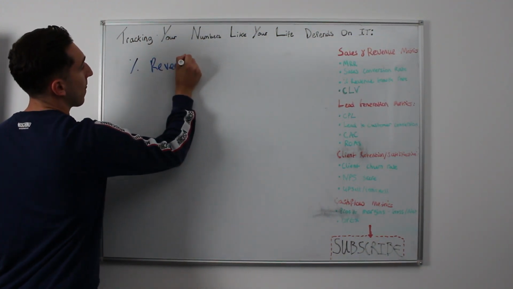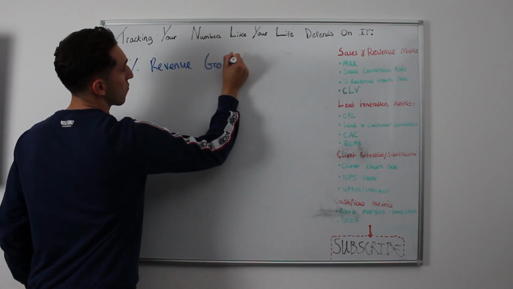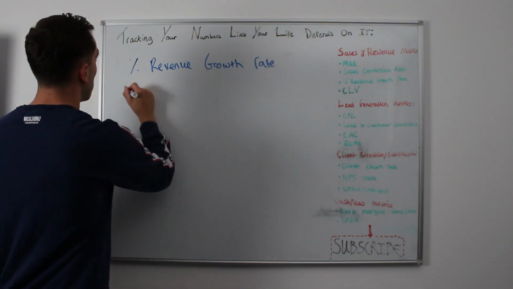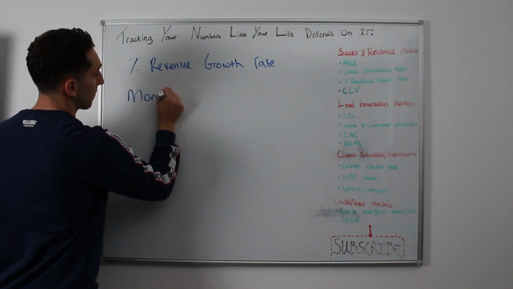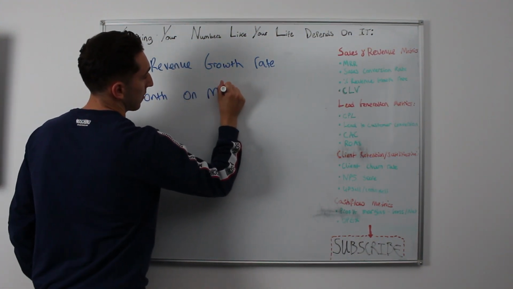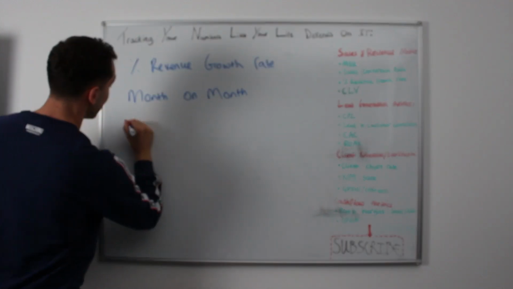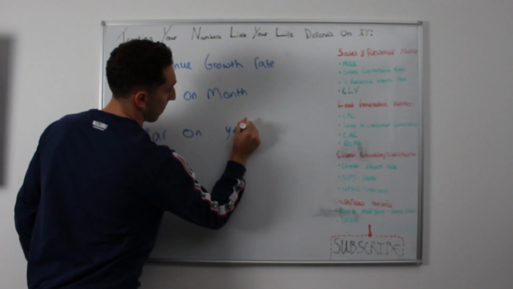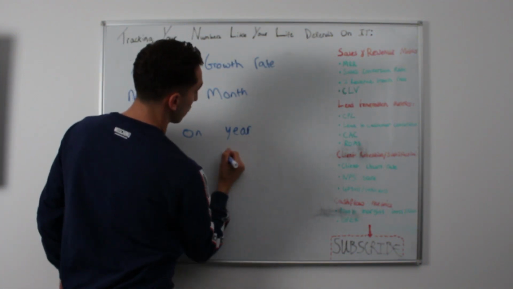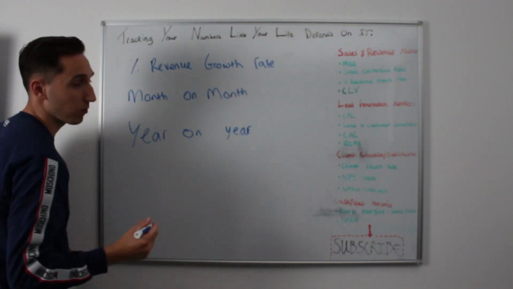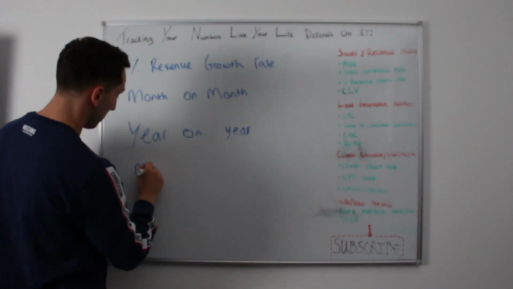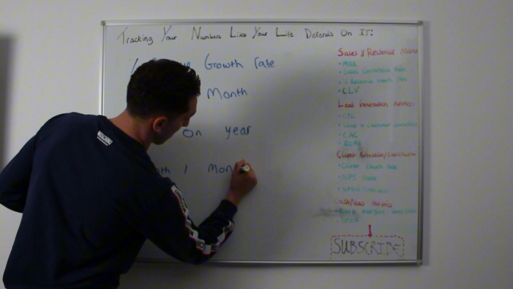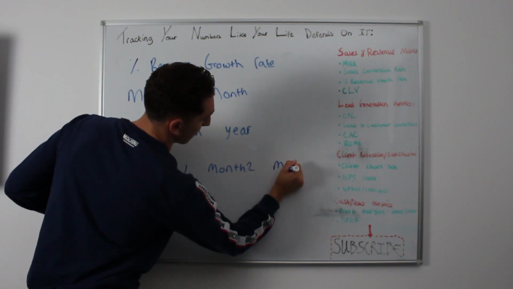revenue growth rate, this is essentially working out month on month and year on year what the percentage growth is. So for example, let's take, for this example, month 1, month 2, and month 3.